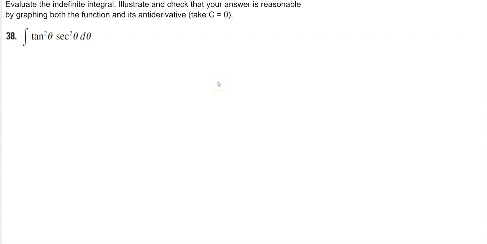Here we want to evaluate the indefinite integral, and then once we do that, we want to illustrate and check the answer is reasonable by graphing both the function and its antiderivative. So let's first go ahead and evaluate this integral.